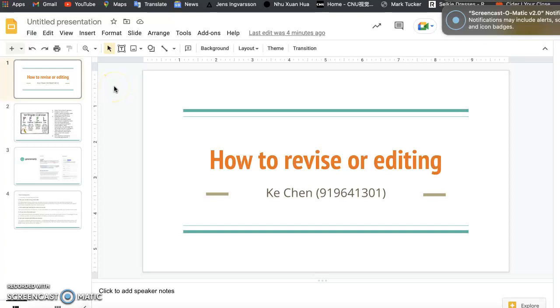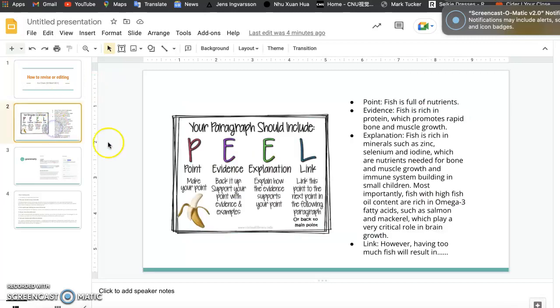I'm going to give some of my suggestions on how to revise or edit. The first is I want to introduce a PEEL structure. So basically it is the PEEL. P stands for point. It is about making your point.